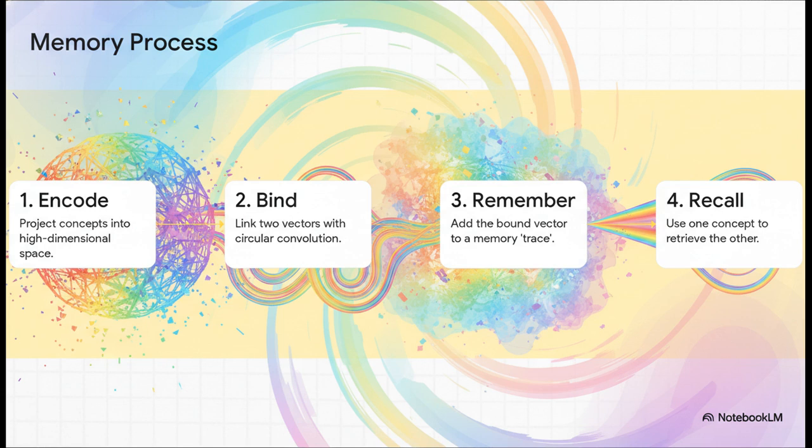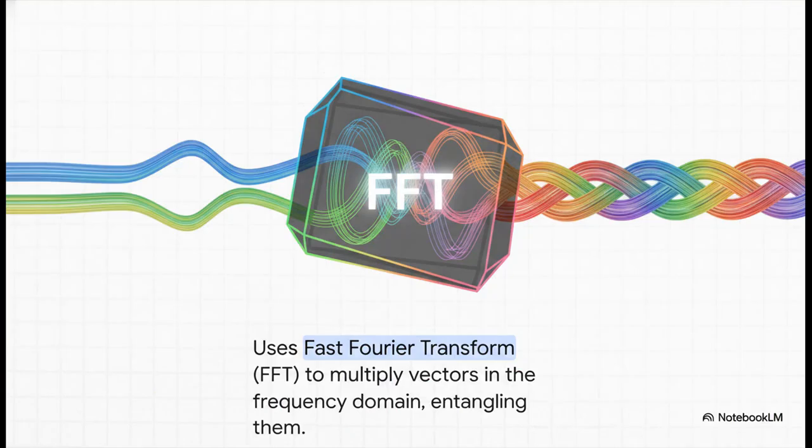First, you take your ideas and project them into that huge dimensional space. Then, you bind 2 of them together. Step 3, you add that new connection into the main memory bank. And finally, you can use one idea as a clue to pull out the other one. Let's look at the actual code for that bind function.